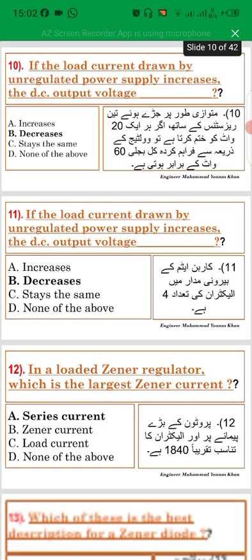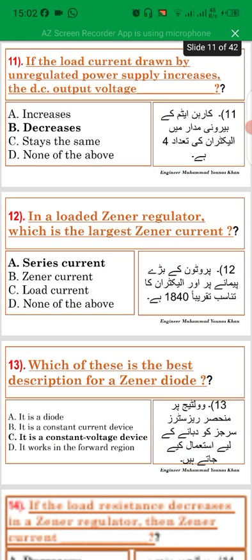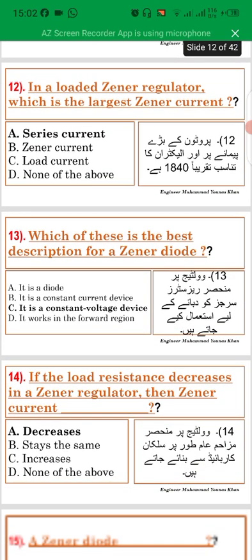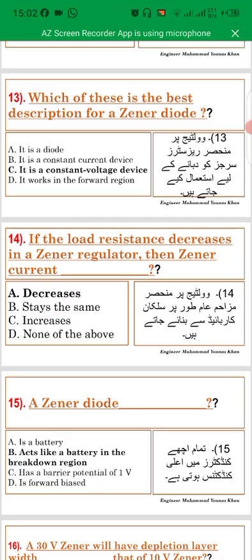If the load current drawn by unregulated power supply increases, the DC output voltage decreases. In a loaded zener regulator, which is the largest zener current? Series current. Which of these is the best description of a zener diode? It is a constant voltage device.